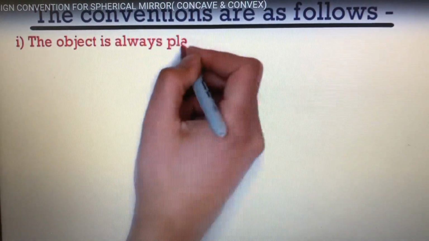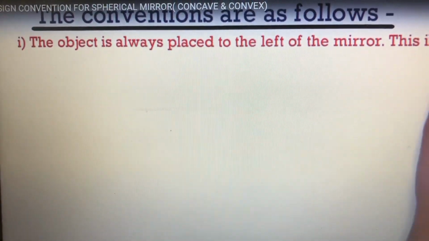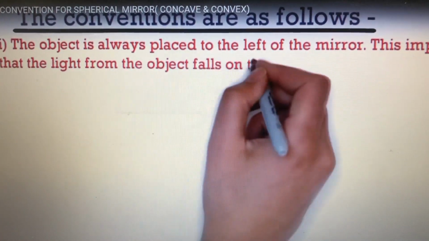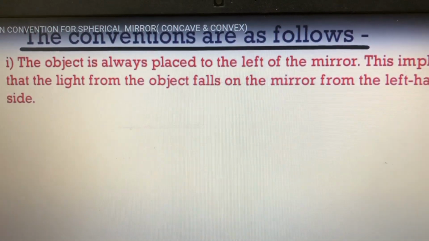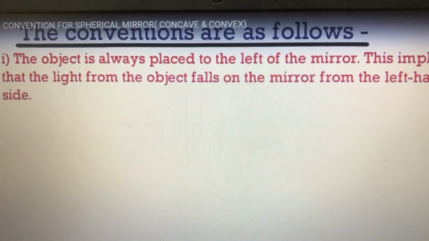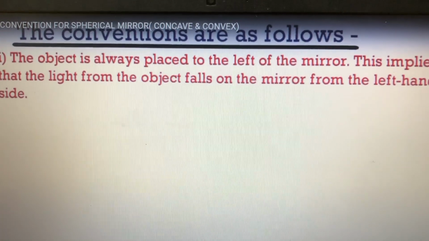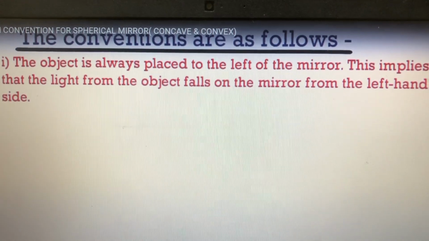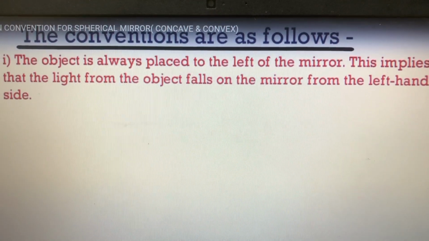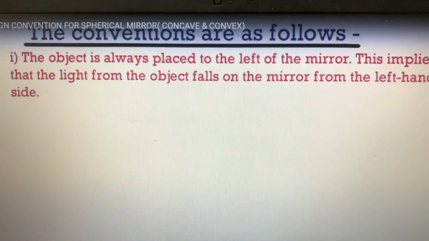The first one says that the object is always placed to the left of the mirror. This implies that light from the object falls on the mirror from the left hand side, as we can now see in the ray diagrams which we are going to draw further.